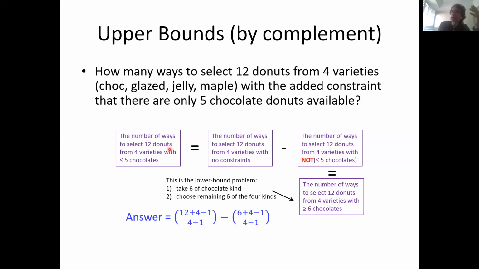You can try to count this differently, but it will be more complex. And this is a simple way.